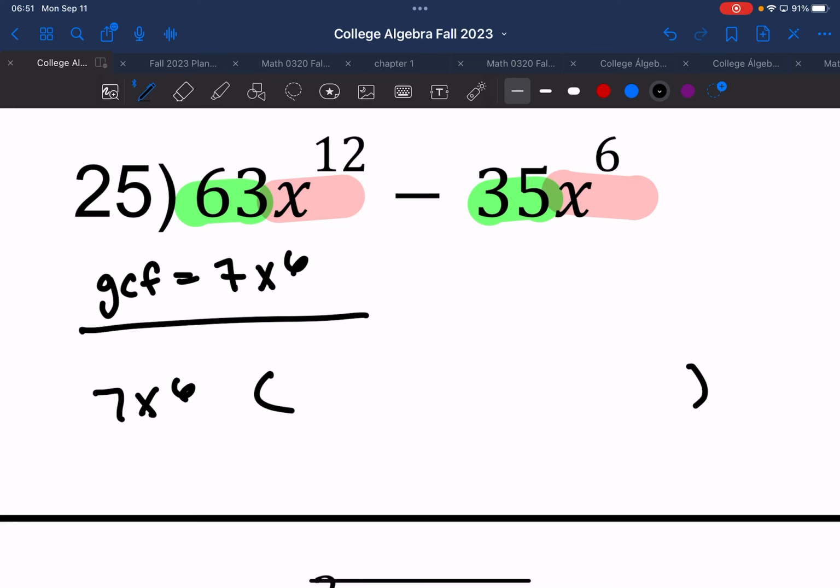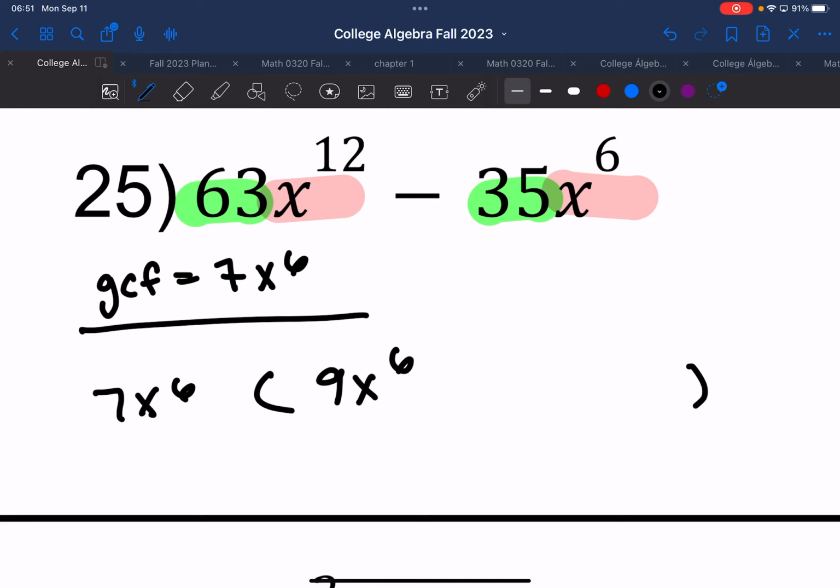So 63x to the 12th divided by 7x to the 6 is... Good, 9x to the 6, because 63 divided by 7 is 9. X to the 12th divided by x to the 6. We subtract those exponents, and that's how we got x to the 6.